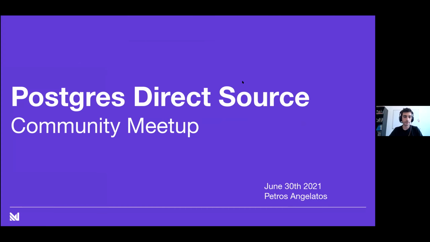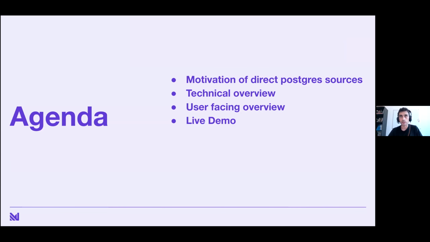Right, so today we're going to talk about the Postgres Direct Source, which is a new type of source that was added to Materialize. We're going to see how the design works, and how the user experience looks, what users have to do to set it up. Then after we go through all that in theory, we're going to move on to practice and do a live demo where we use this source to make a real-time dashboard.